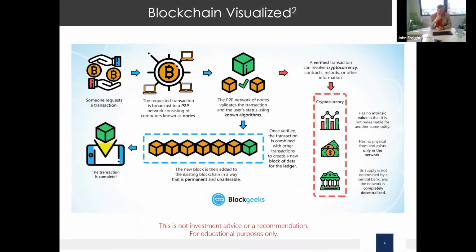So, once verified, the transaction is combined with other transactions to create a new block of data for the ledger. The new block is then added to the existing blockchain in a way that it is permanent and unalterable. And then the transaction is complete. Simple, right?